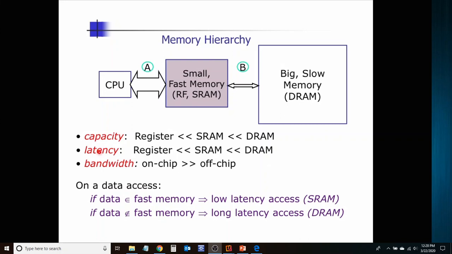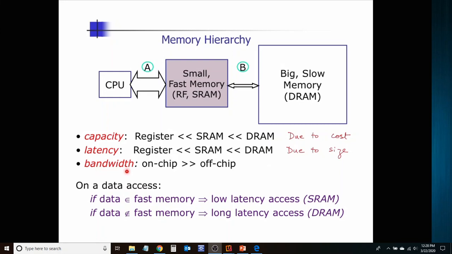Now, how are these three aspects of this particular diagram going to compare? Well, for capacity, the register is going to have the least capacity, and the dynamic RAM is going to have the most capacity. And that is primarily due to the cost. And in terms of speed, the latency or access time, the fastest is going to be the register, and the slowest is going to be the dynamic RAM. And that is essentially due to the size. The bigger the memory, the longer it takes to access any word in that memory.